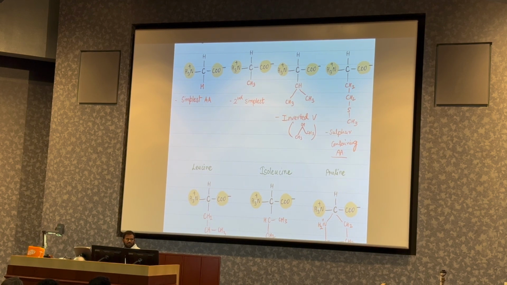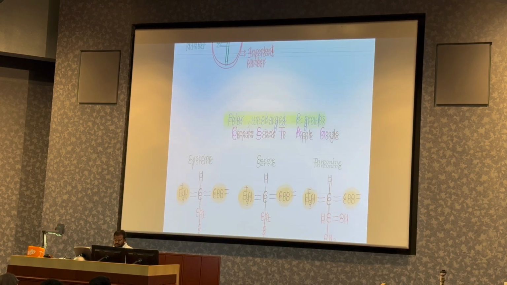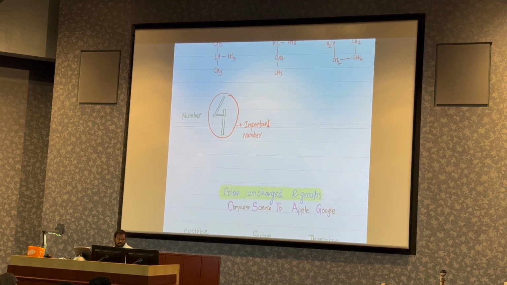Can you remember the names and structures of those amino acids now? You have to, of course, practice, and definitely you will be able to remember. So I say number 4 is important for remembering the first category.